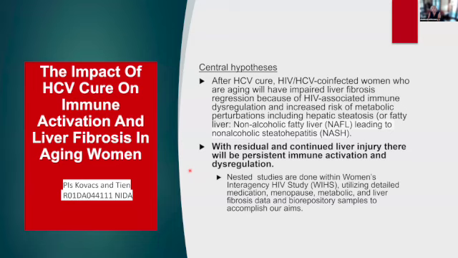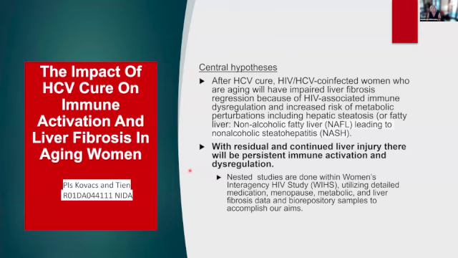The central hypothesis of this study, which builds on the information we learned from the other studies, is that after HCV cure, co-infected women who are aging will have impaired liver fibrosis regression because of HIV-associated immune dysregulation and an increased risk of metabolic perturbations, including hepatic steatosis, fatty liver, for instance.